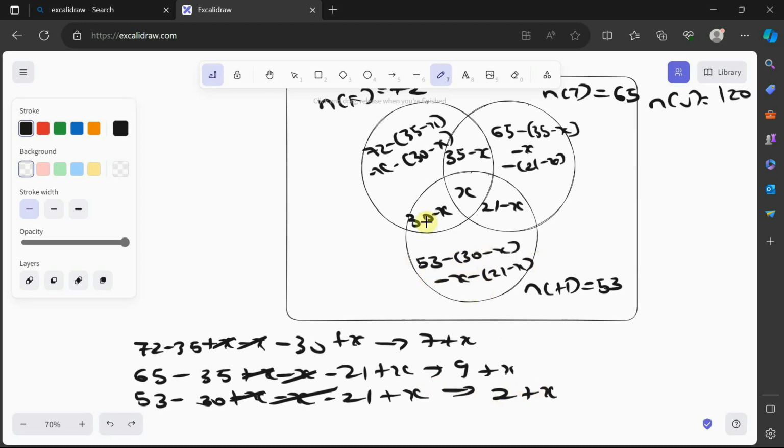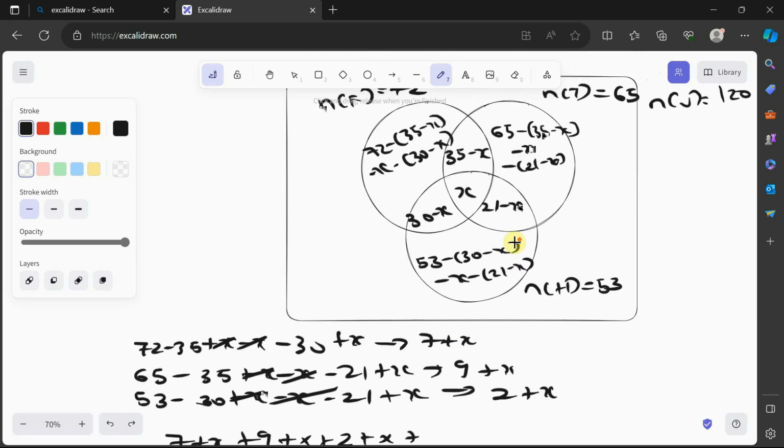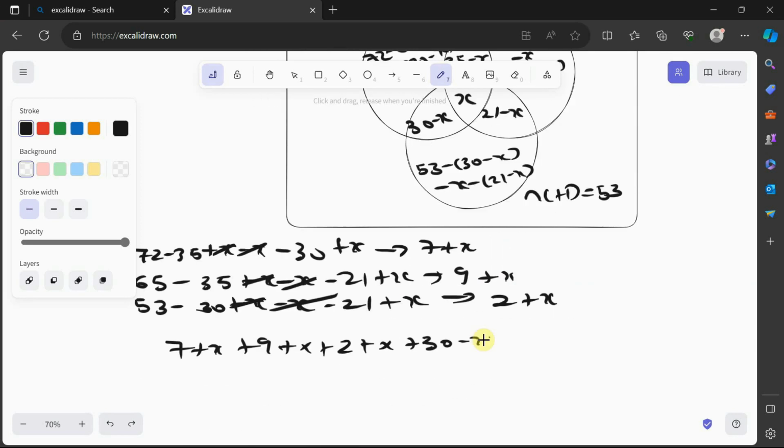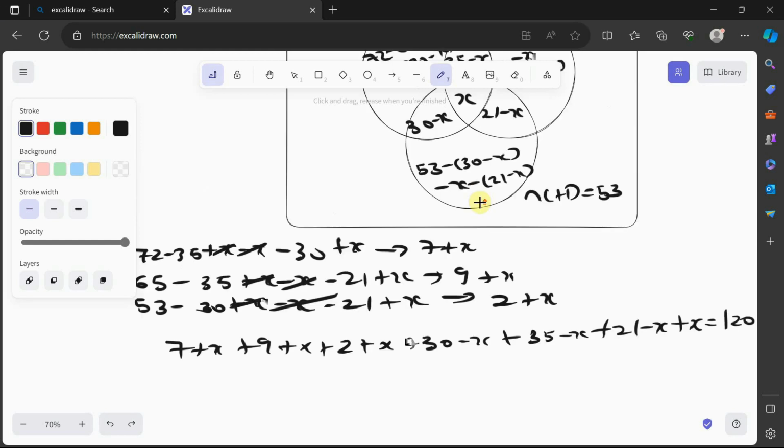So that means if I add each of those things with the intersection, I should be able to have 120. So let's now do that. That will be 7 plus x plus 9 plus x plus 2 plus x plus, let's look at the first intersection, that will be 30 minus x. I meant to put this in brackets, but because it's plus times minus is minus, I don't need to. So plus, the other one here is 35 minus x plus 21 minus x, and then plus the intersection of all of them, which is x. This should give me 120, which is the total number of customers.